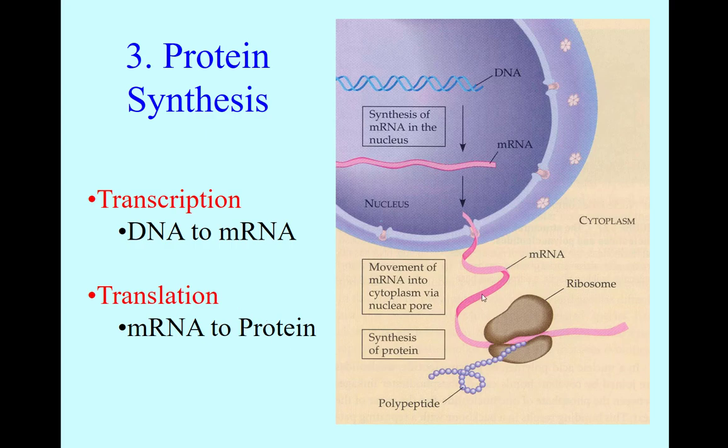And so the message explains how to build the protein, which amino acid to put in which order. And so we say that the RNA now is translated from the messenger RNA to the actual protein. So protein synthesis goes from transcription, DNA to RNA, and then translation, RNA to protein.